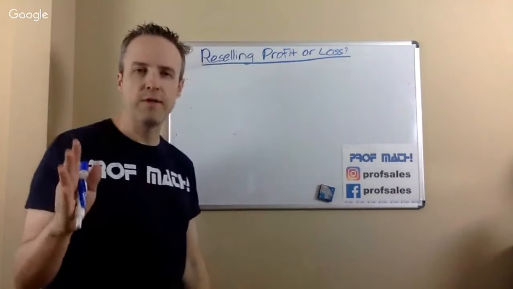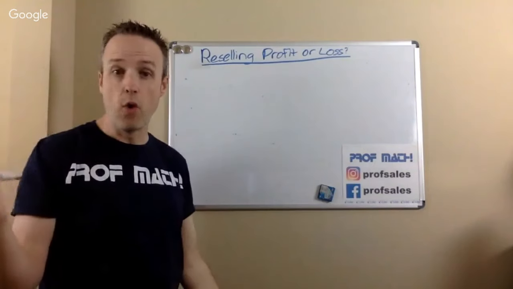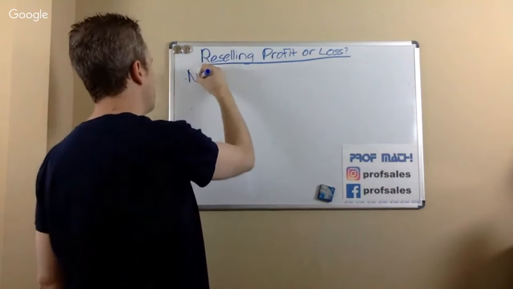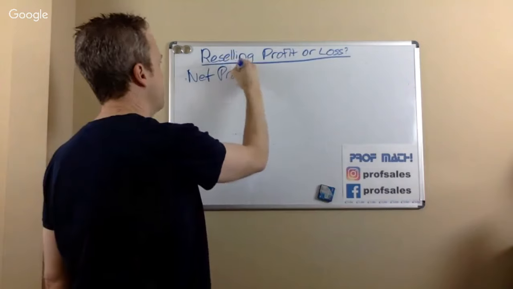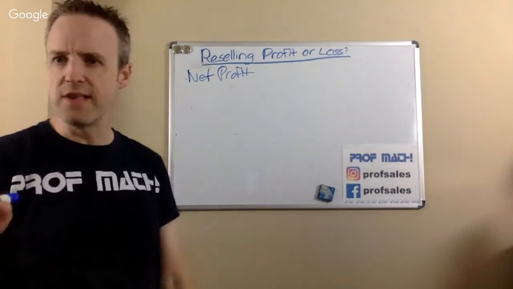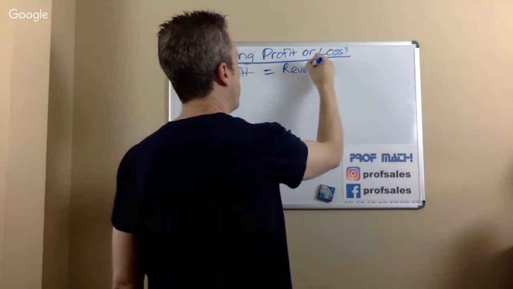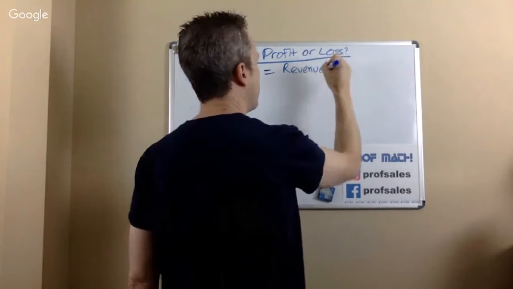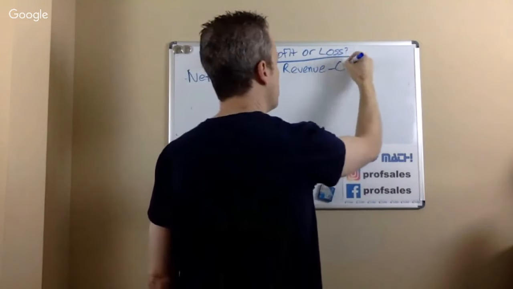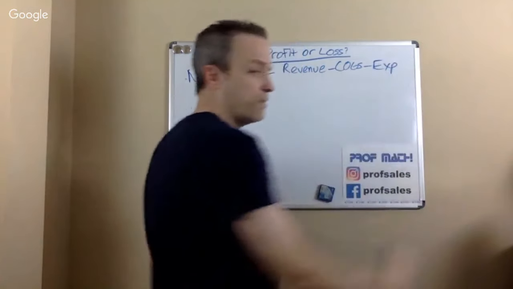So Prof, we've bought all these items, we've sold them, we've spent some money to do it in terms of expenses. What are we making? Net profit. This is the end. So I'm going to give you a quick example here. Now, all this equals is revenue minus your cost of goods minus your expenses.